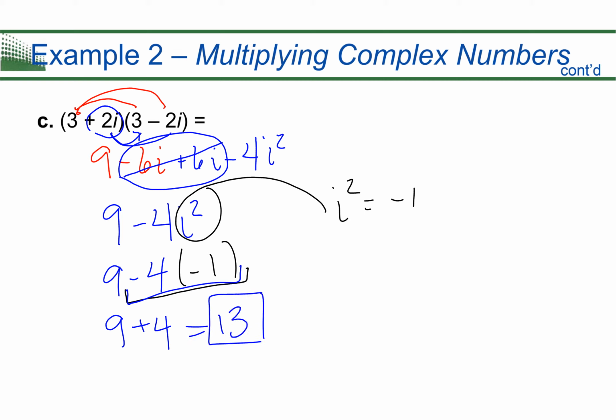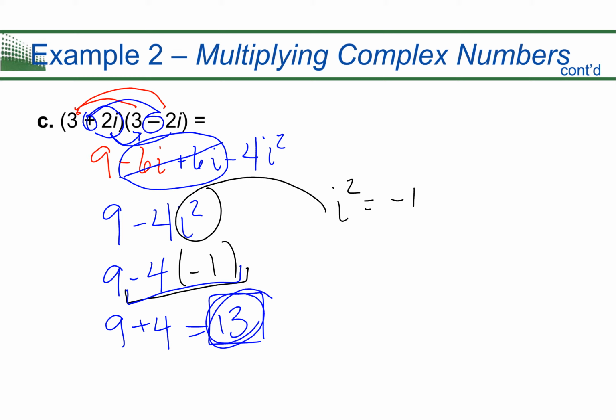Now, how did this happen? I started with two complex numbers, and now I've ended up with a real number. Where did the imaginary go? So that's kind of the neat part of what we're working with. Sometimes when you multiply, you'll notice we had 3 plus 2i times 3 minus 2i. So the positive and the negative, something happened. It ended up with no imaginaries.